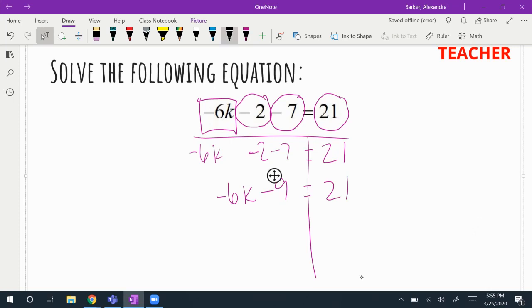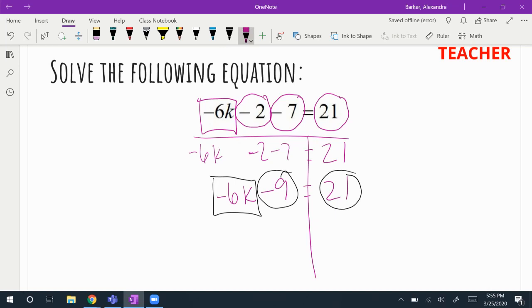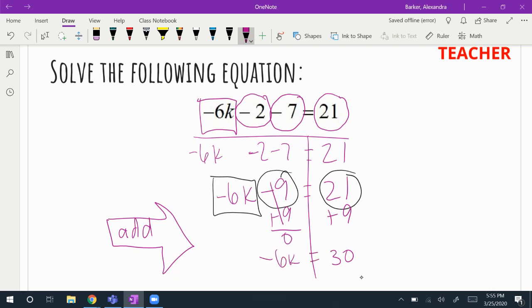Now from here, again, I am going to box and circle. That way I can see what I still have left to do. Now I'm down to a 2-step equation. This is what we were doing the other day. All you need to do here is get this 9 away from the k. The way that we turn this spot into 0 is to do the opposite of subtraction, which is addition. So you're going to add 9 here to make 0. Whatever you do to one side, you have to do to the other side. So you do 21 plus 9, and you end up with 30. So we have negative 6k equals 30.